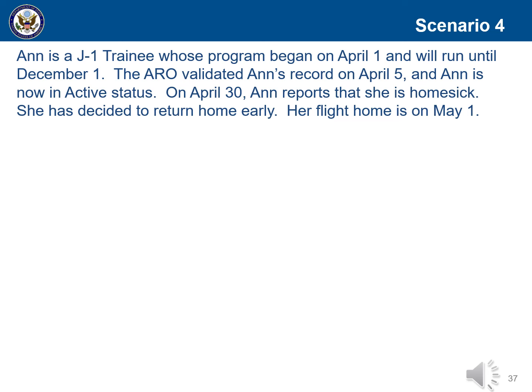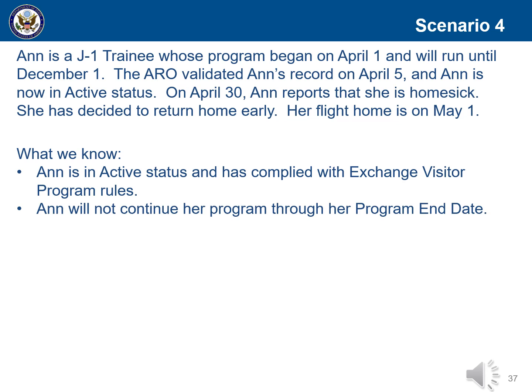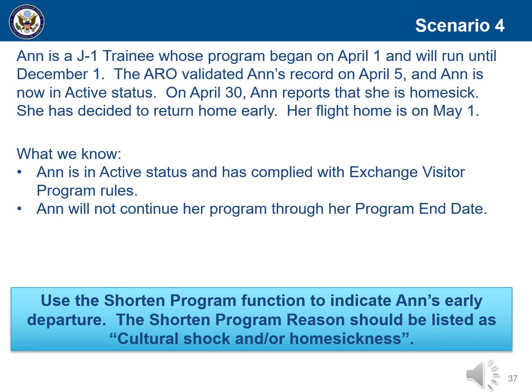Here's what we know. Anne is in active status and has complied with the Exchange Visitor Program rules. Anne will not continue her program through her program end date. What should we do? The only option would be to use the shorten program function to indicate Anne's early departure. The shorten program reason should be listed as cultural shock and/or homesickness.